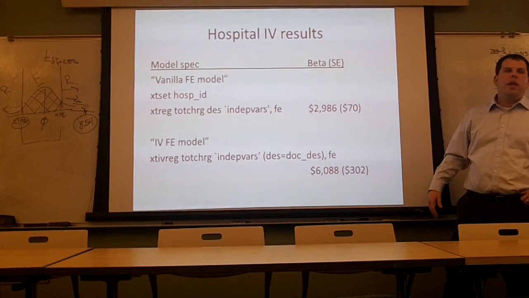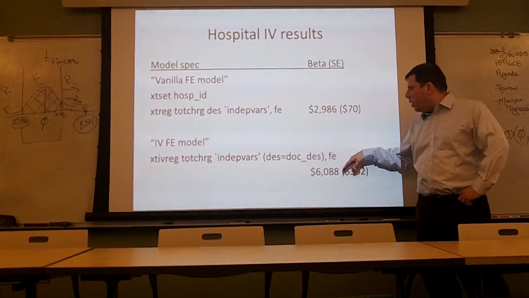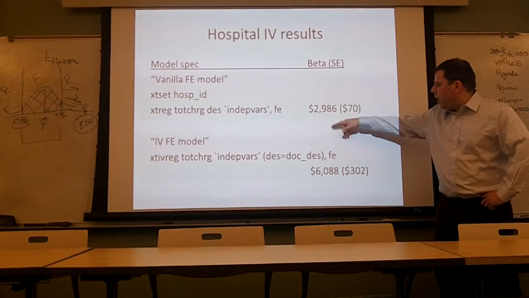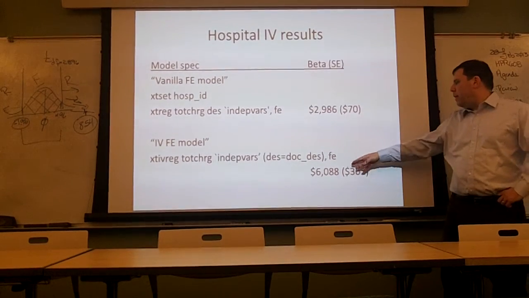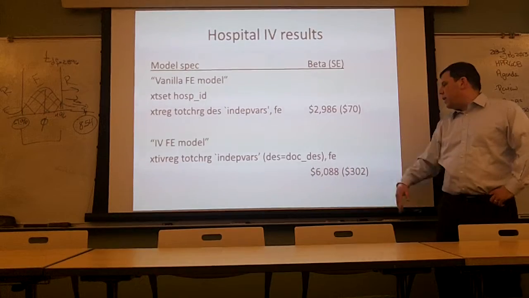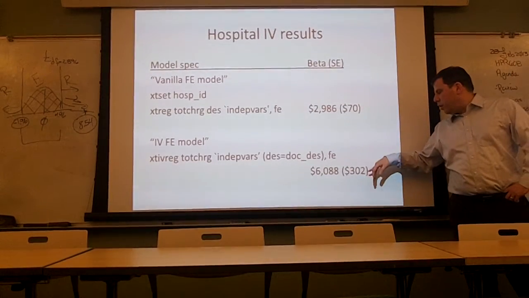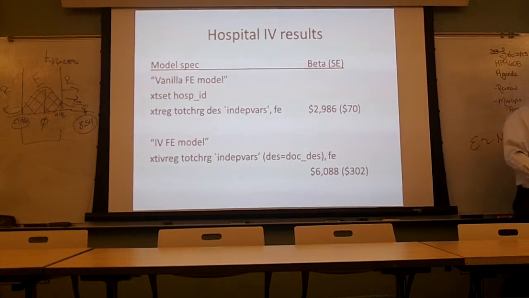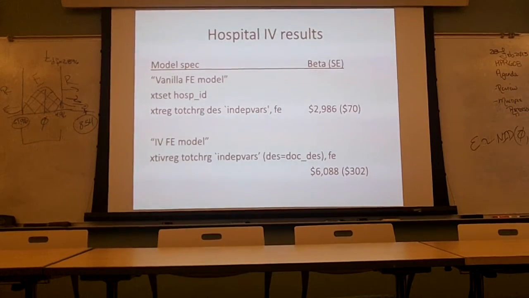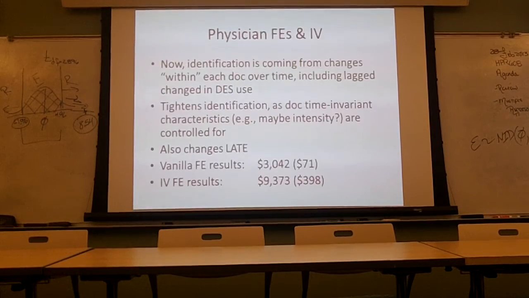It's actually very straightforward to get first difference results as well. We get a much larger number than this, $6,000 higher treatment costs, total charges. With standard error that's also much wider as well, $300, but not wide in an objective sense. But wait, we can do it with physicians.